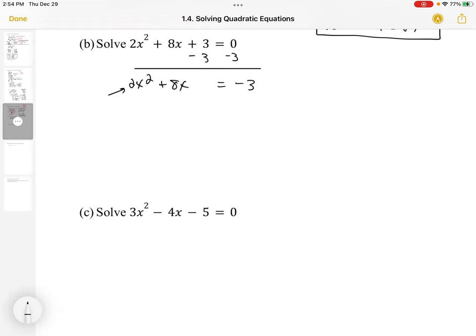So what we're going to do to make our life a little bit easier is we are going to divide both sides by 2, which divides every single term by 2. So the result is x squared plus 4x equals negative 3/2. A little ugly on the right side, but that's okay.